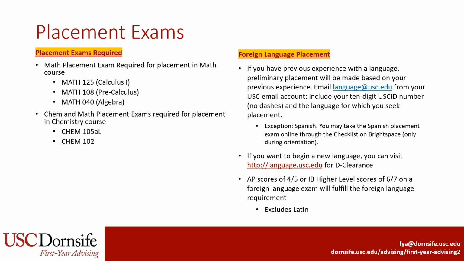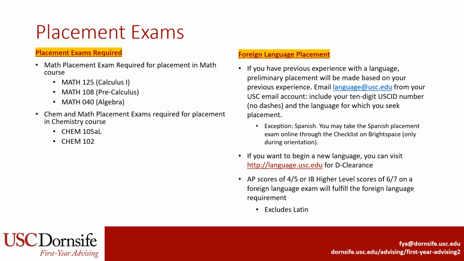All Dornsife students are required to fulfill level 3 of a foreign language. If you have an AP score of 4 or 5 besides Latin, or an IB higher level score of 6 or 7, you will satisfy the foreign language requirement. If you're fluent in a language, you may take a competency exam to satisfy the foreign language requirement. If you're an international student, you might be exempt from the requirement.